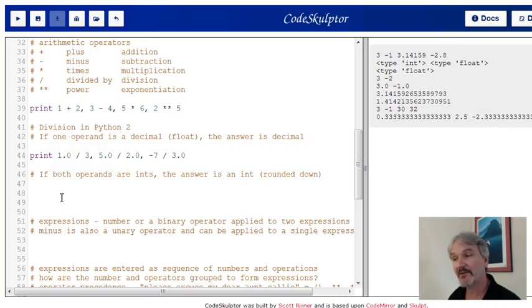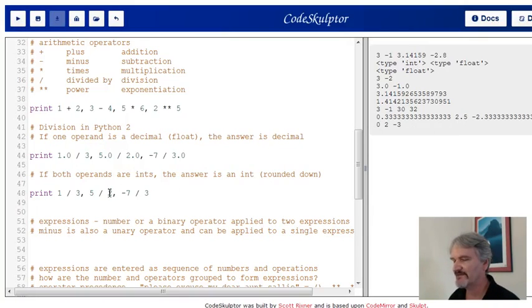Notice if both the operands are actually integers, Python returns the integer version of the answer. In that particular case, it's the next lowest integer after you do the exact division. So for example, if I say print 1 divided by 3, or 5 divided by 2, or minus 7 divided by 3. You run that, the answer comes out to be, well, 1 divided by 3 is 0. We round it down.